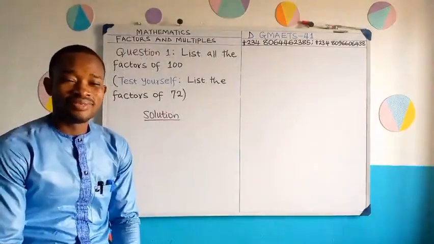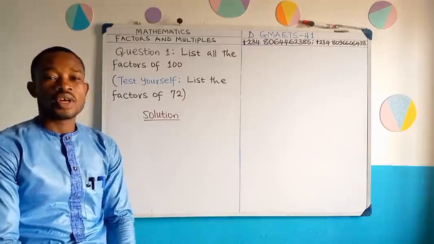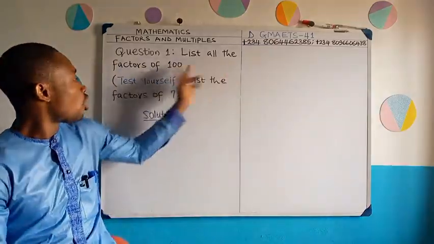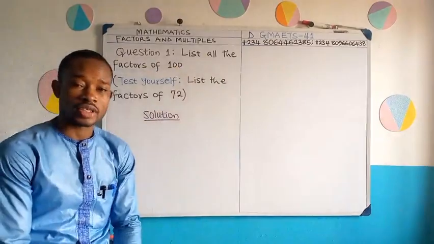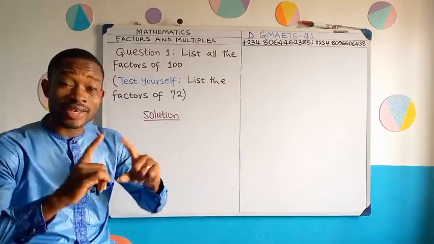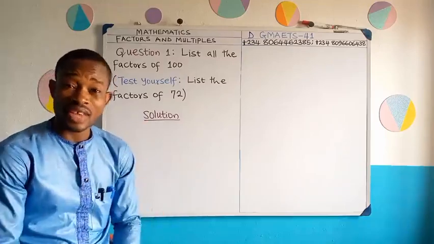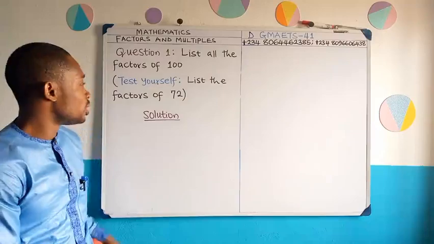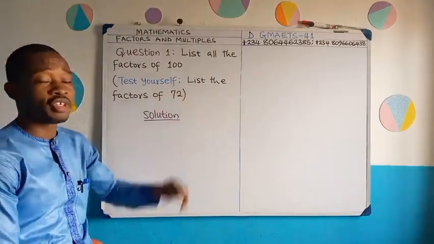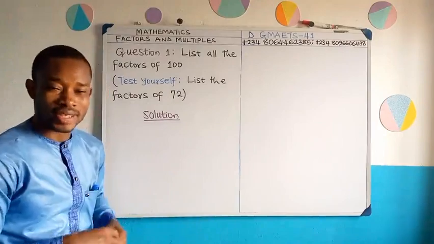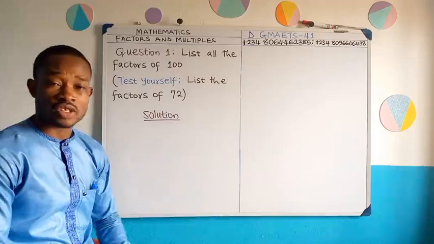In this video, we have this question that we are to solve. We are asked to list all the factors of 100. When I am done solving this question, as you follow along, watch and understand how we get the factors of a number, you will have to try yourself. You will list the factors of 72. So, just watch, pay attention, and follow what I am going to do here to get the factors of 100.